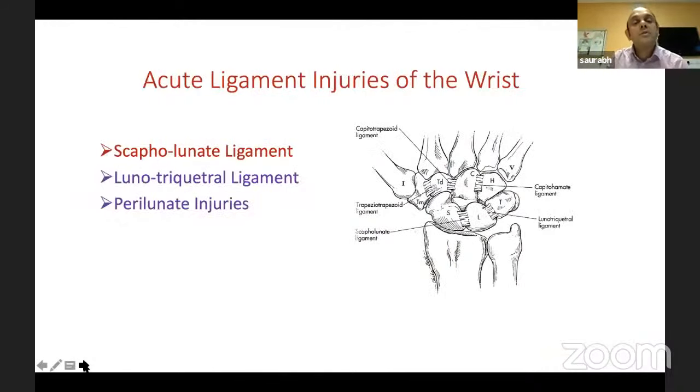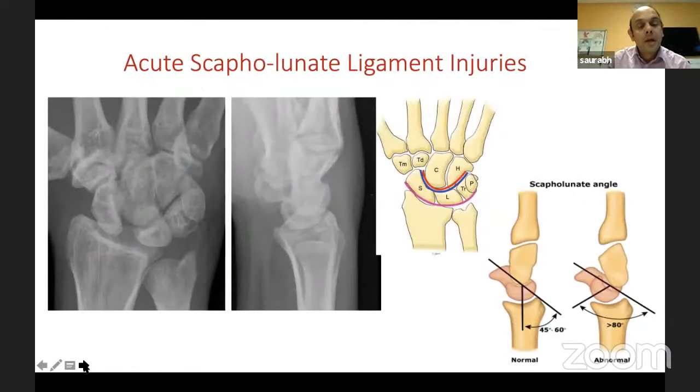So coming to scapholunate ligament, again, let's see an example. Again, a hyperextension injury. Rather than a fracturing scaphoid, the ligament has gone. The mechanism is the same, as we know. So what do we see here?